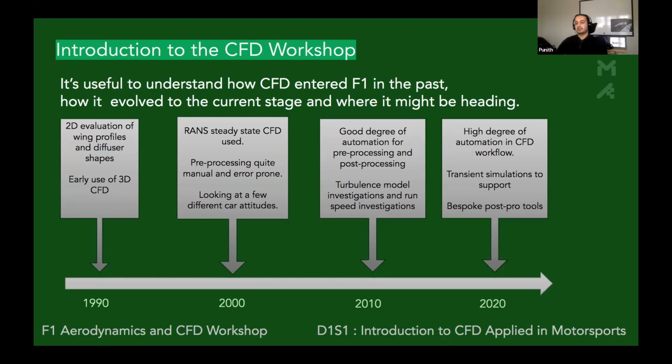It wasn't very robust. And then people were just looking at a few different car attitudes just because of how difficult the pre-processing was. And then moving on to the 2010s, a fairly good degree of automation, because that's when I started working around 2011 and 12 in F1. And even when I came into F1, they had pretty good automation, which only increased massively through that decade for pre-processing and post-processing. Turbulence model investigations, so specialized things for each team.